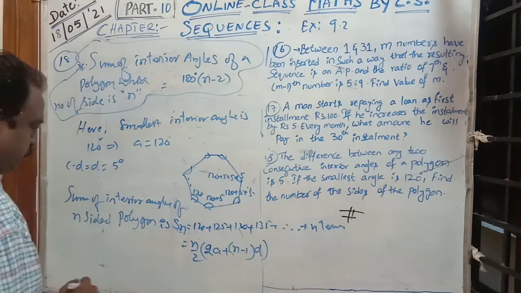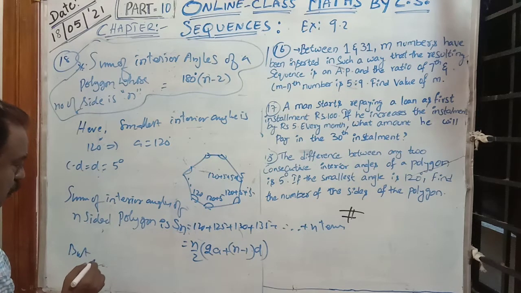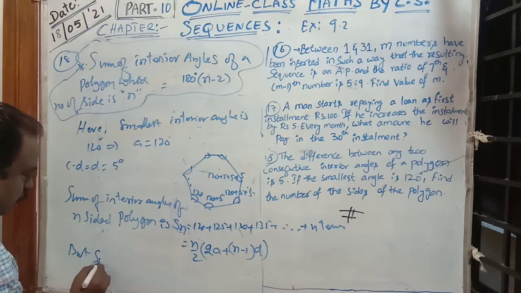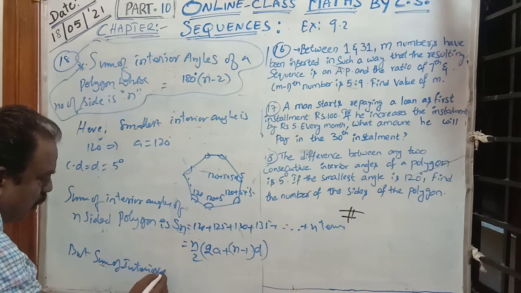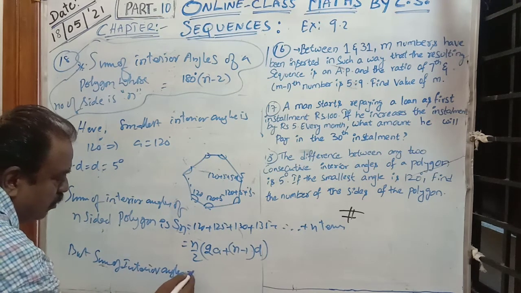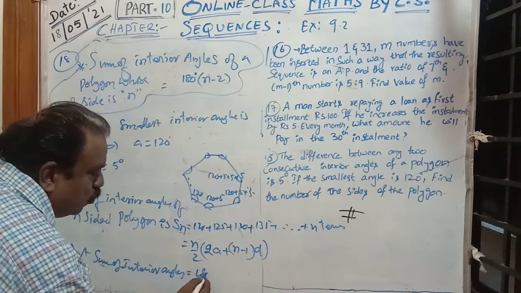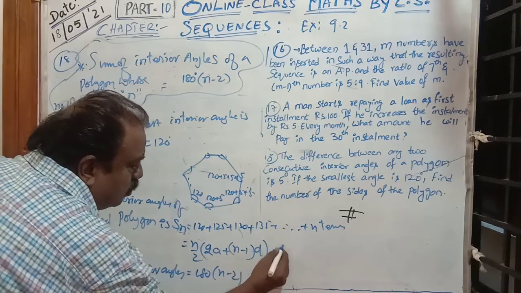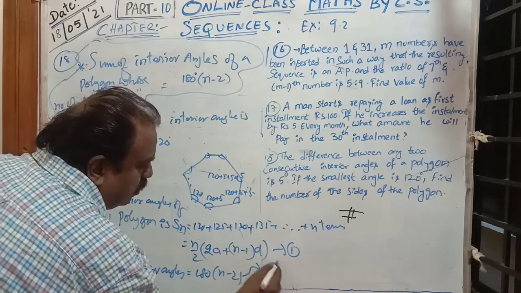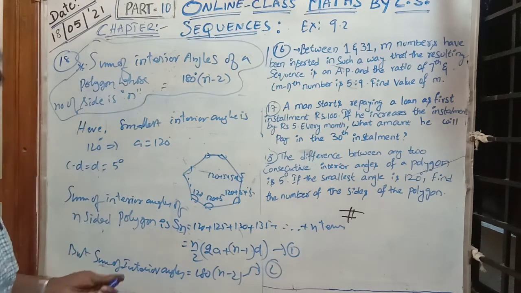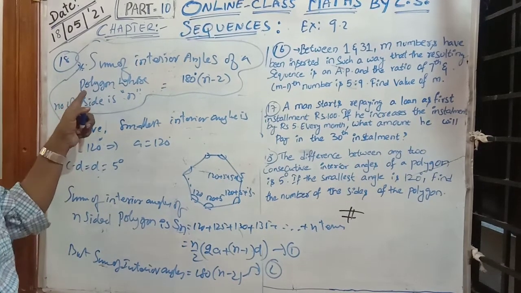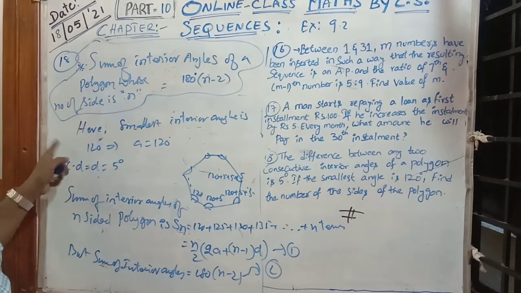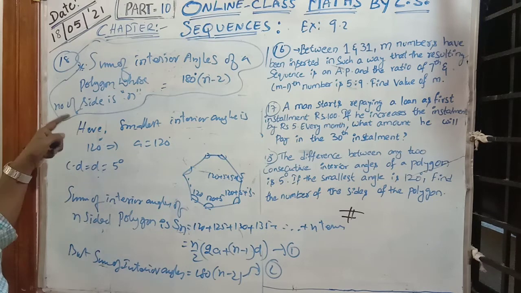I have to write again. The sum of interior angles is equal to that formula, 180 of n minus 2. Don't confuse them. This is a formula. So, at the beginning I wrote that one. Here the problem starts, the solution. But we have to write this one also.